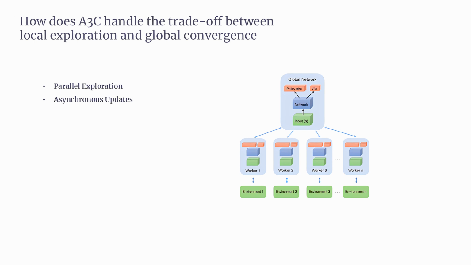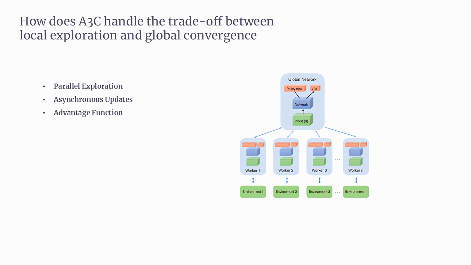The second, asynchronous updates. Each agent updates the global model independently, meaning they don't have to wait for each other. This asynchronous approach reduces the risk of harmful correlations between agents' updates, helping stabilize the training process. The agents can keep learning and exploring on their own while contributing to the global model.